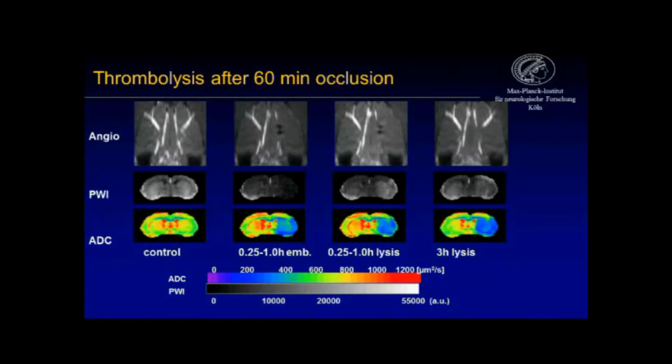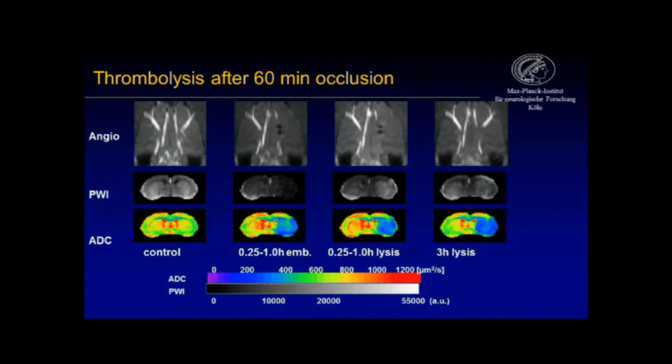Let's start with angiography. This is a horizontal section, and we see the circle of Willis here and the two branches of the middle cerebral artery. We occlude, and this is in the first hour of embolization. We see that this branch, the right MCA branch, is lost, and then we start lysis, and this is in the beginning. There's no success of lysis, but after 3 hours, we see that yes, the middle cerebral artery reappears. So using angiography, we could be happy.